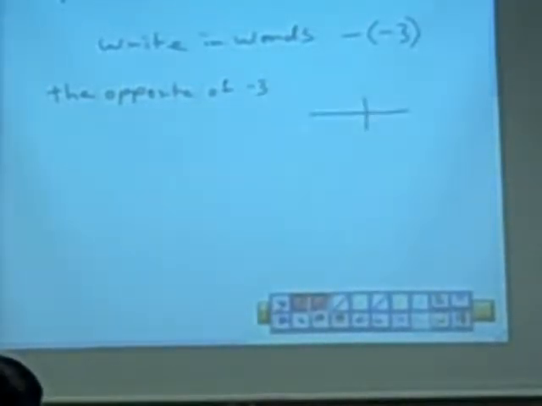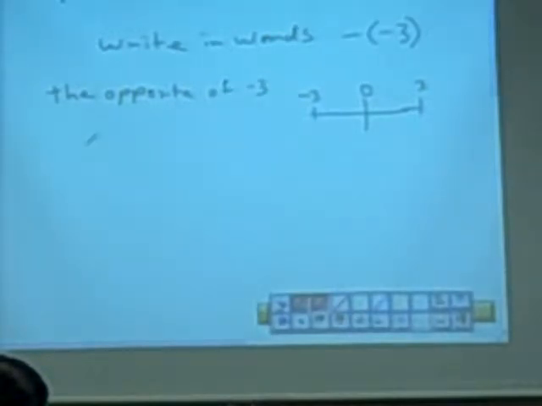We were saying before that we have problems where we want to write in words, such as minus a negative 3. We would say this is the opposite of a negative 3. If this is negative 3, here's 0, here's negative 3. The opposite of negative 3 is a positive 3, right?